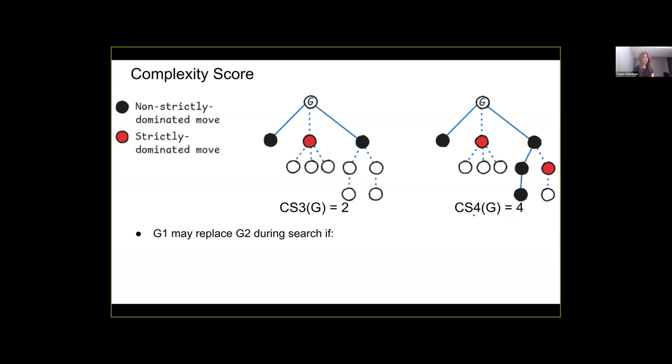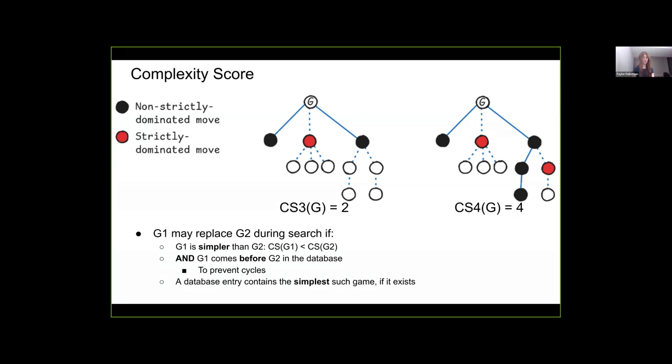During search, a game G1 can replace G2 if G1 is simpler according to this score. And additionally, G1 has to come before G2 in the database. This essentially means that G1 cannot be longer in terms of the stones and spaces. This is to prevent cycles where you do a substitution, you play some moves, and then you do another substitution and end up back where you started, causing search to never terminate. Additionally, the database stores the simplest such game, if one exists. Not all games in the database have simpler games.